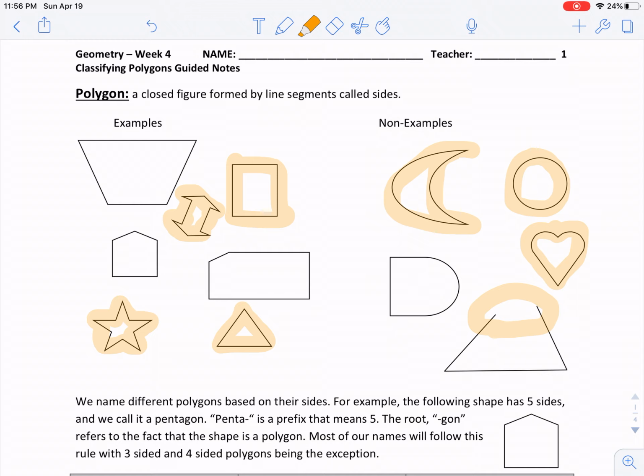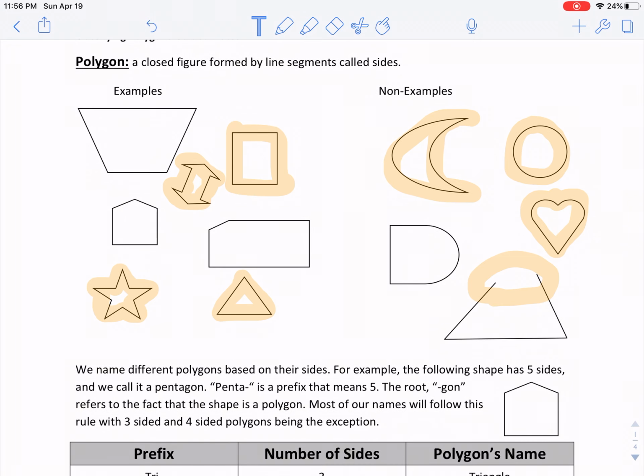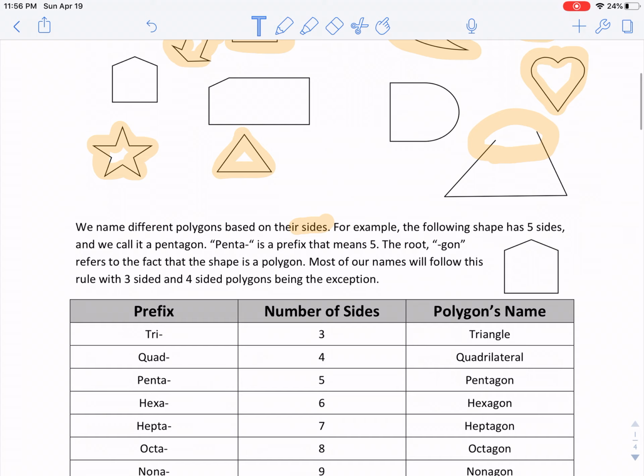Now, where we're going to go with this first is that we have several different ways we can name a polygon. The main way we do it is by its sides. So we start with a prefix, just going for whatever number of sides, and most of them end with gon. Now, there's a couple of exceptions to that.